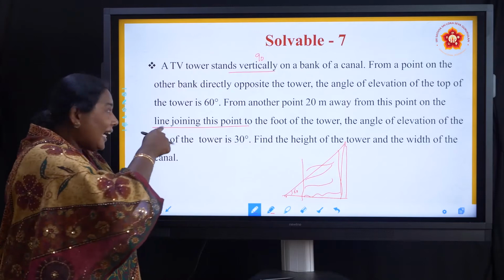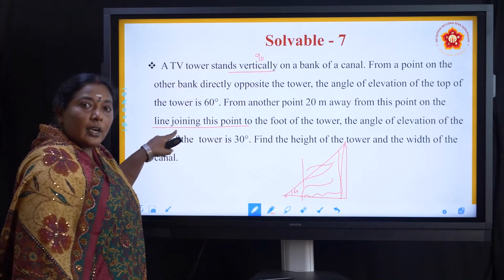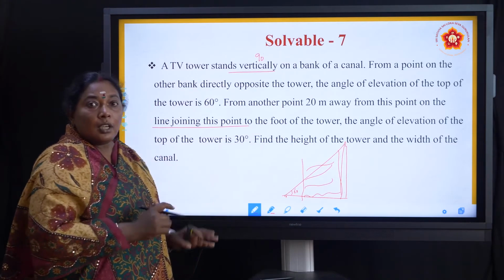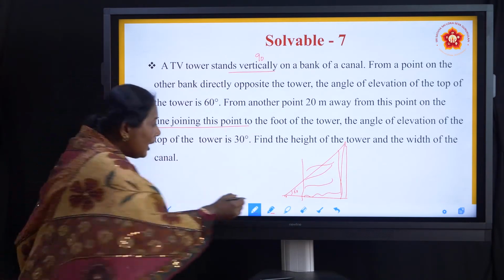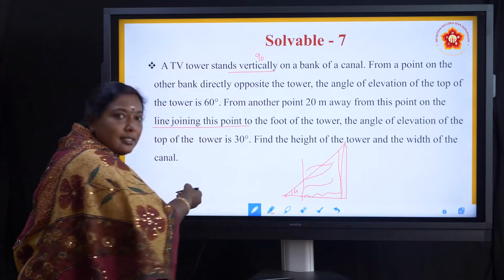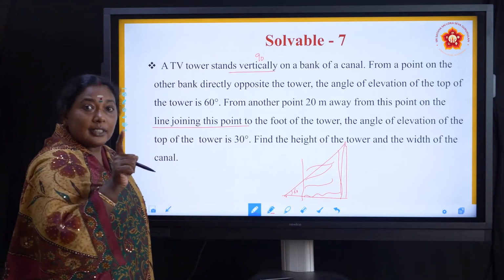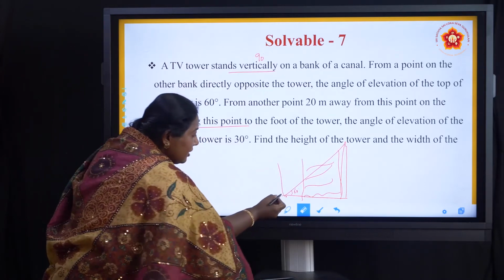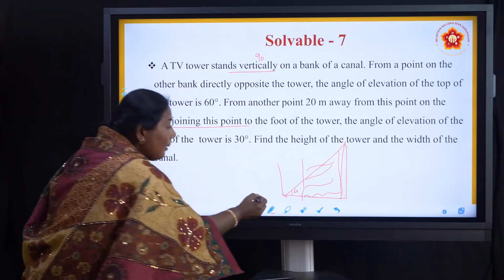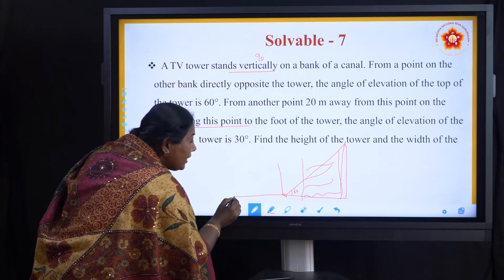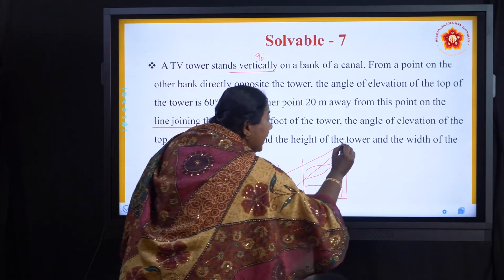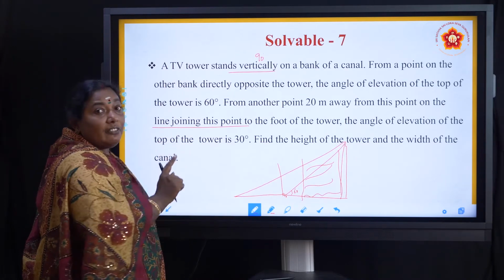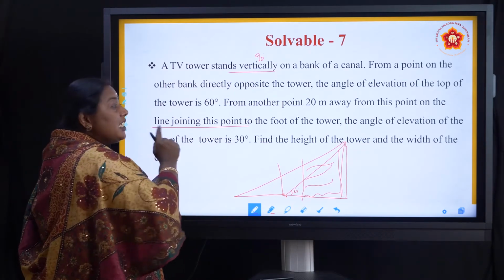Right? The next point, see, from another point 20 meter away from this point on the line joining. Why have they given that? They could have given from the other point 20 meter away from this point. 20 meter away means how? That side, this side or back side? That is important. If it is this side, it will create another diagram. But if it is on the line joining, then it will create another diagram. So that is why we have to be very careful in reading each and every word.